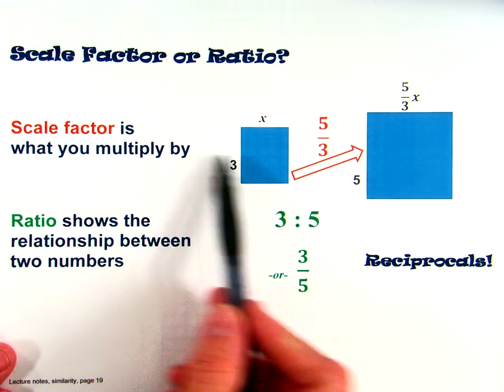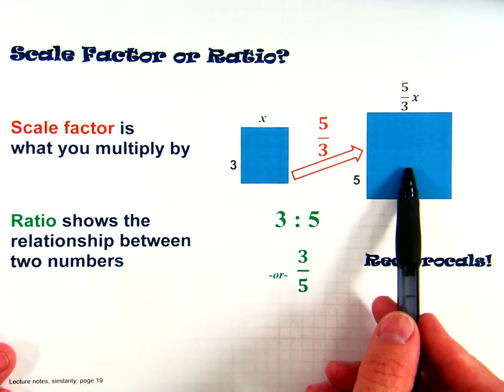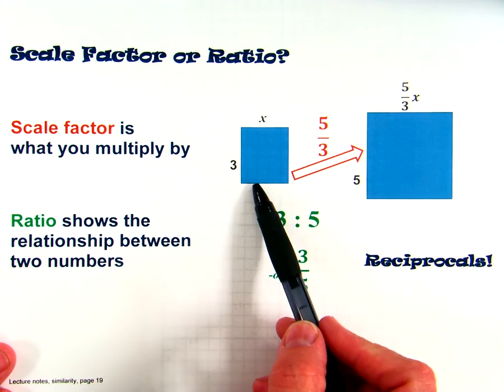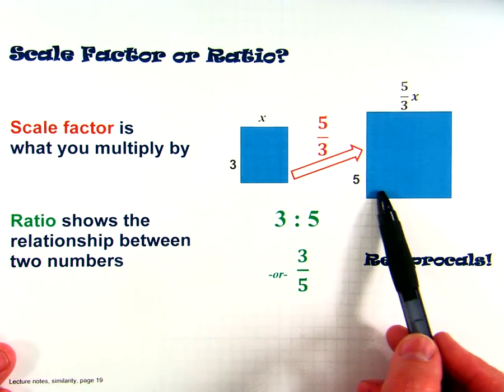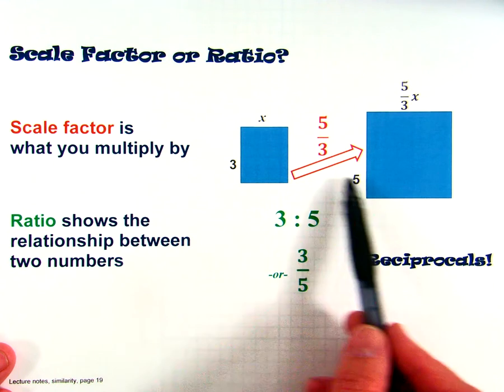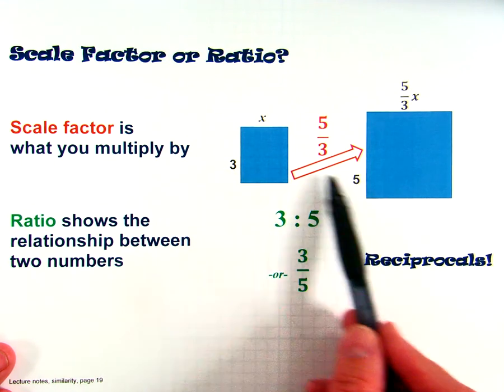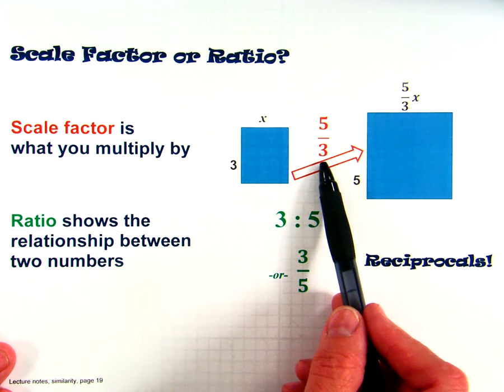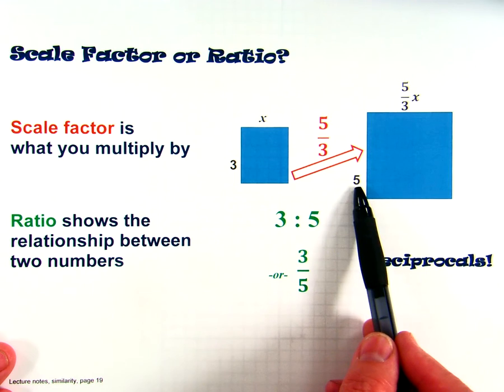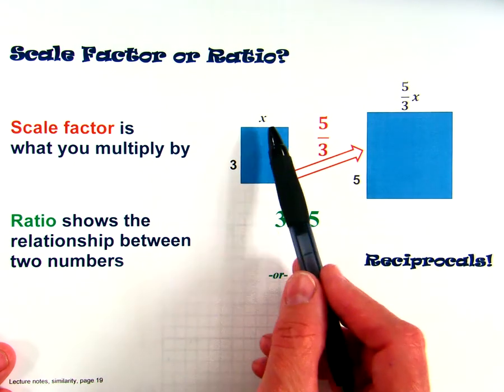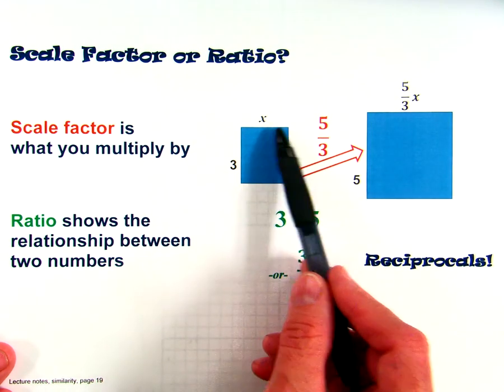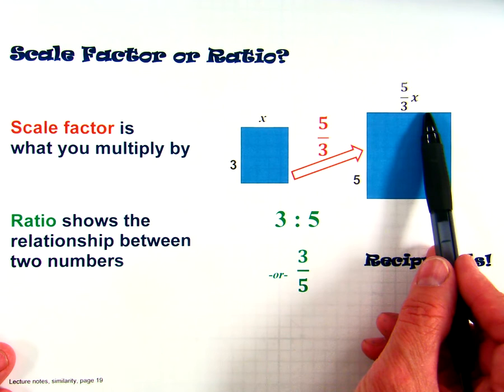Scale factor is what you multiply by to get from one to the other. So here I have my small blue rectangle, my big blue rectangle. I have the measurements 3 and 5. What do I multiply 3 by to get 5? Well, of course, it's 5 over 3. 3 times 5 over 3 is 5. So I'll multiply the other dimensional measurement, x, by 5 over 3 to get my other side.